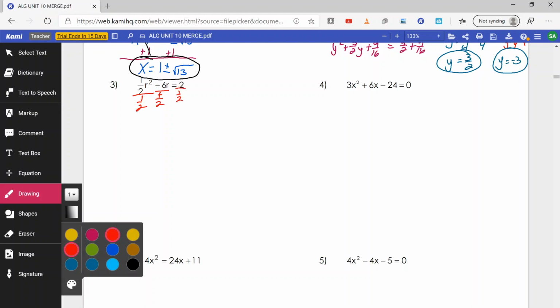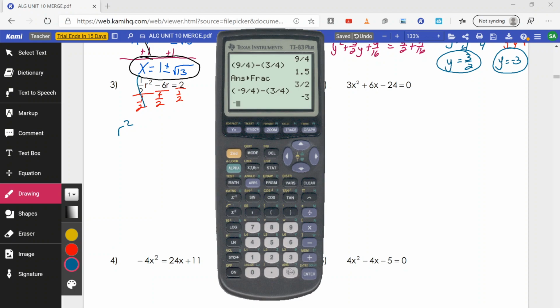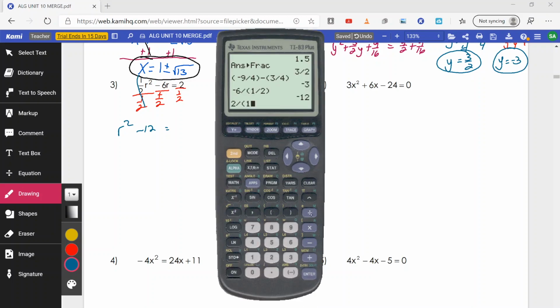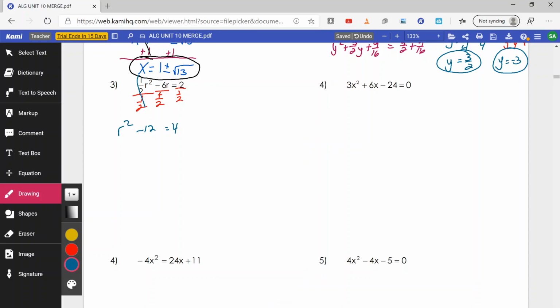When we divide everything by 1/2, 1/2 divided by 1/2 goes away. It leaves us with r squared. And then we divide negative 6 divided by 1/2, which gives me minus 12. And then 2 divided by 1/2 gives me 4. Notice I left a little bit of space here. So r squared minus 12r equals 4. Now we're in the proper format. R squared is by itself, r's are on one side of the equal sign, and 4 is on the other. We're good there.